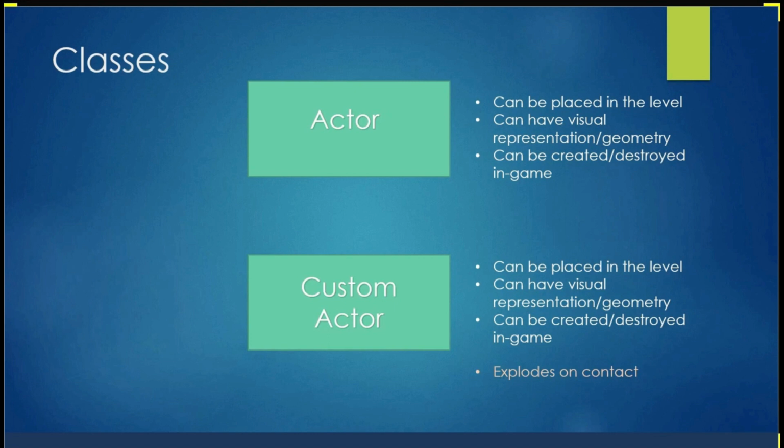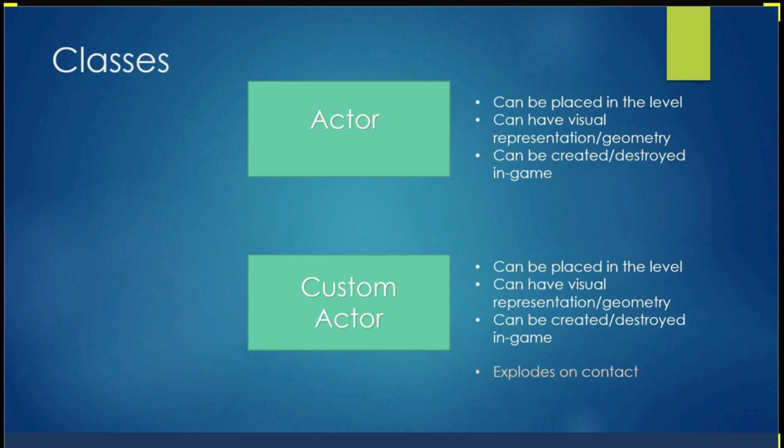Because the actor has its own functionality, we can create a new type of class and base it off the actor class. Fine. It can be placed in a level, and we can have our own custom actor in this case. So we can create our own custom type of actor and inherit these features.